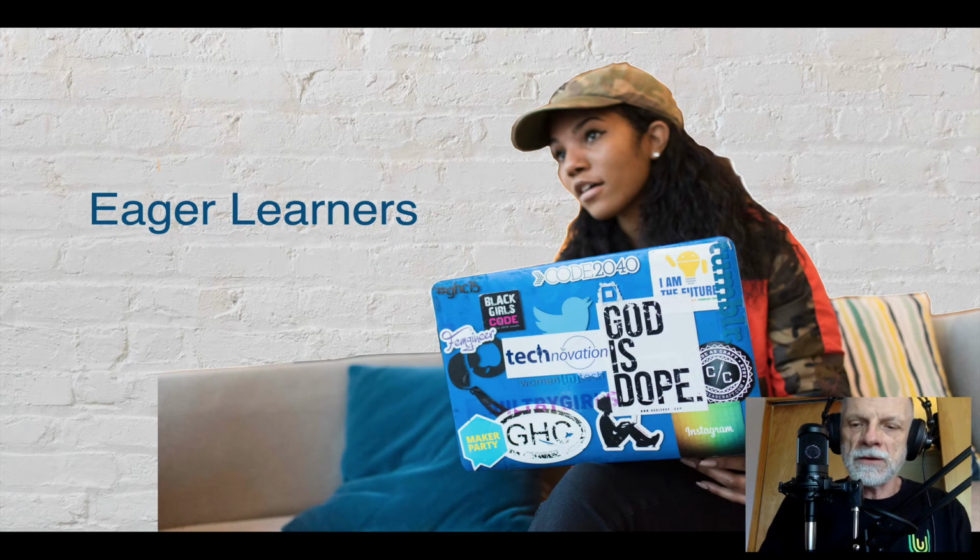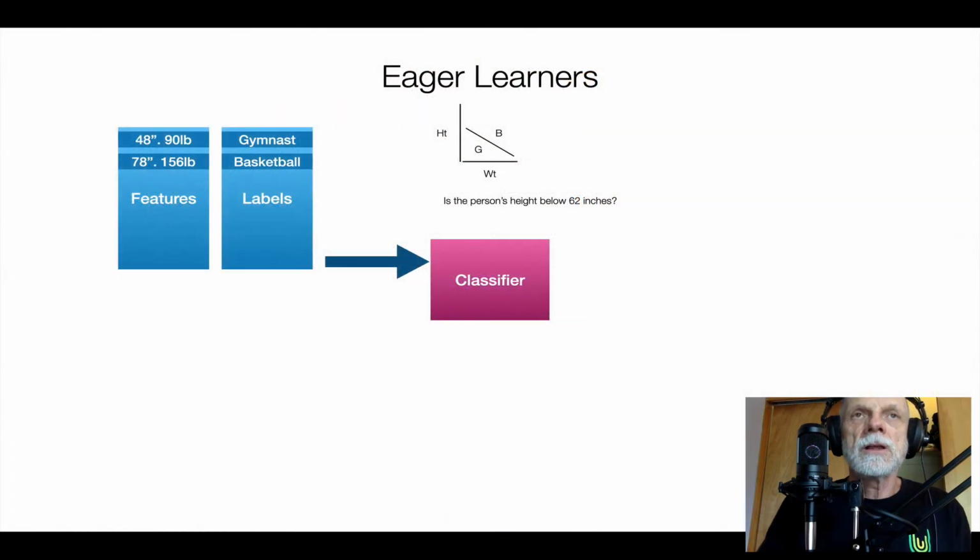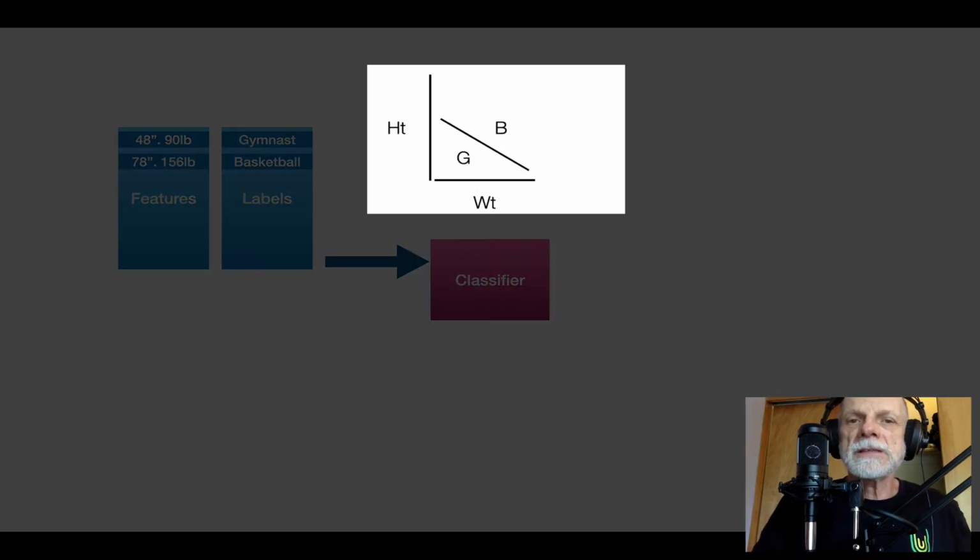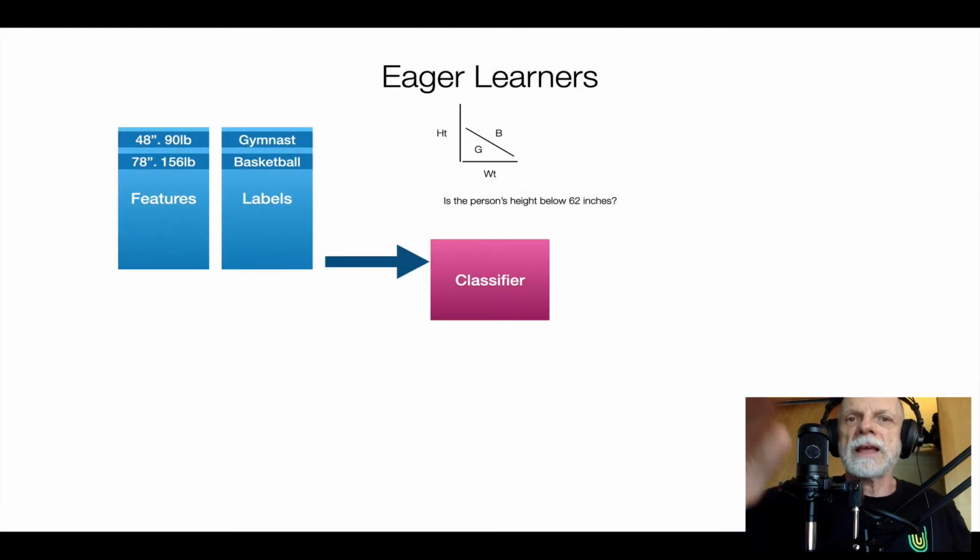Eager learners are different. This is how eager learners work. They build a model. They're given a training set, and they're trying to extract some information from that training set. So in the top example, it's trying to build that line, right? That linear classification line. We have the y-axis being height, the x-axis being weight, and we're trying to build this line. Anything below the line will classify as a gymnast. Above the line will classify as a basketball player. So that's what an eager learner is.